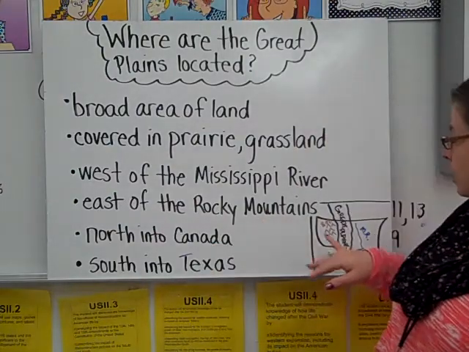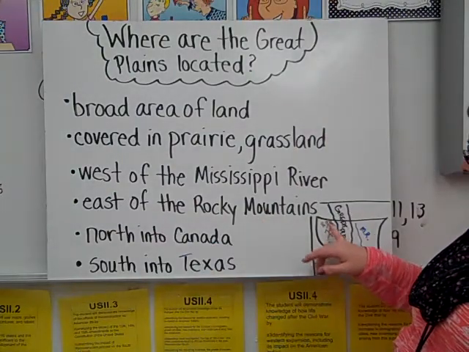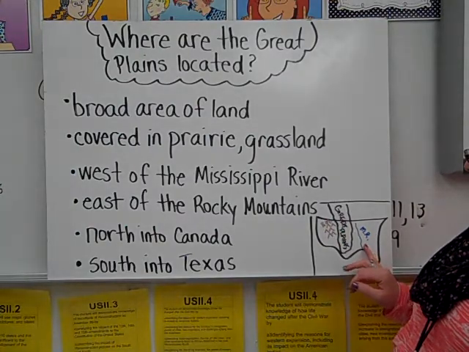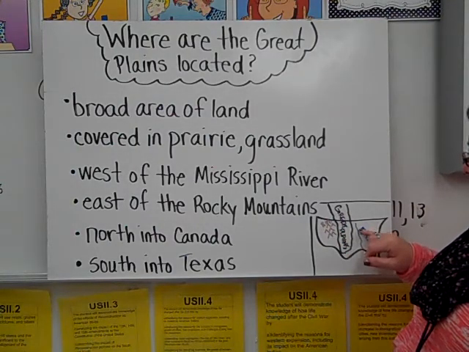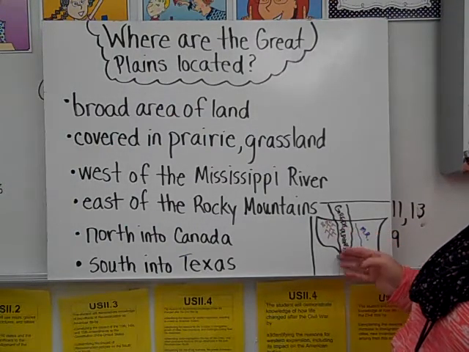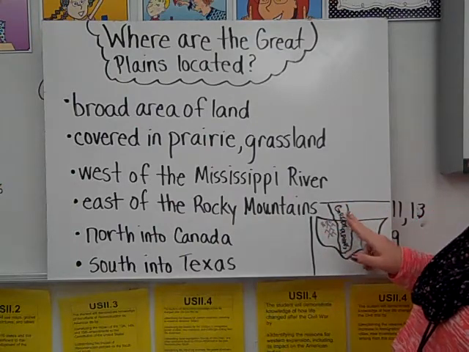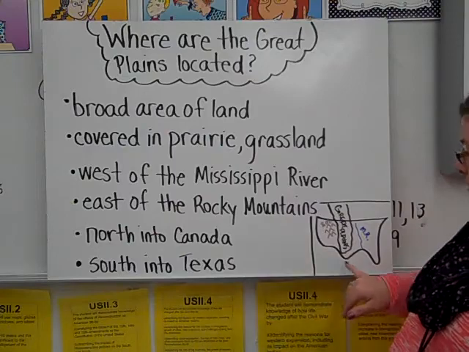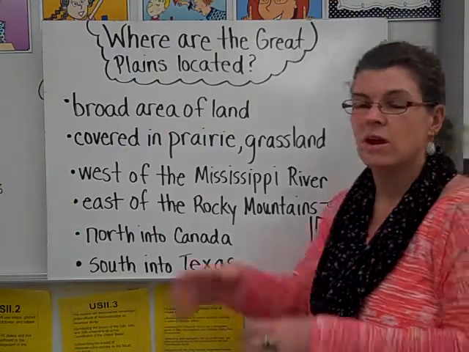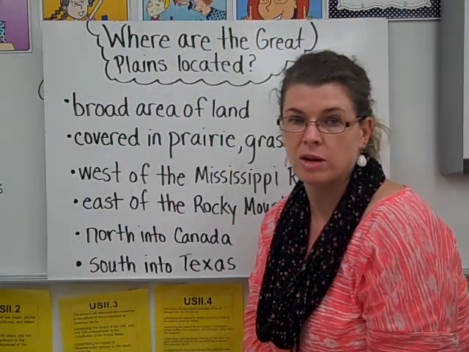So you have the Rocky Mountains on the west, and the Mississippi River, and branching off from it is the Missouri River, and stretching as far north as Canada, and as far south as Texas. You have this vast area called the Great Plains.